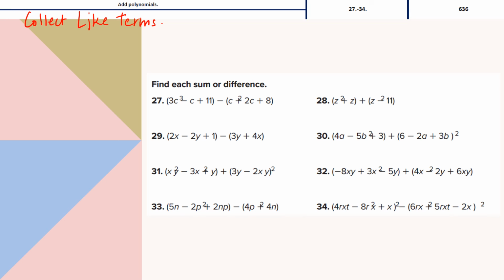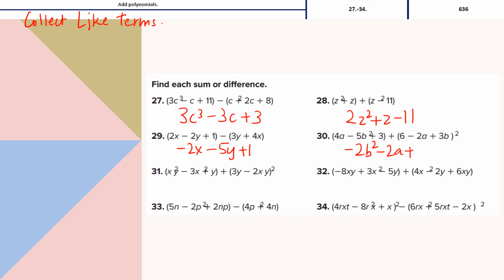So when you do that, the answer of 27 will come out to be 3c cube minus 3c plus this. The answer of 28 would come out to be 2z square plus z minus 11. The answer of this one would come out to be minus 2x minus 5y plus 1. The answer of this one would be minus 2b square minus 2a plus 9.